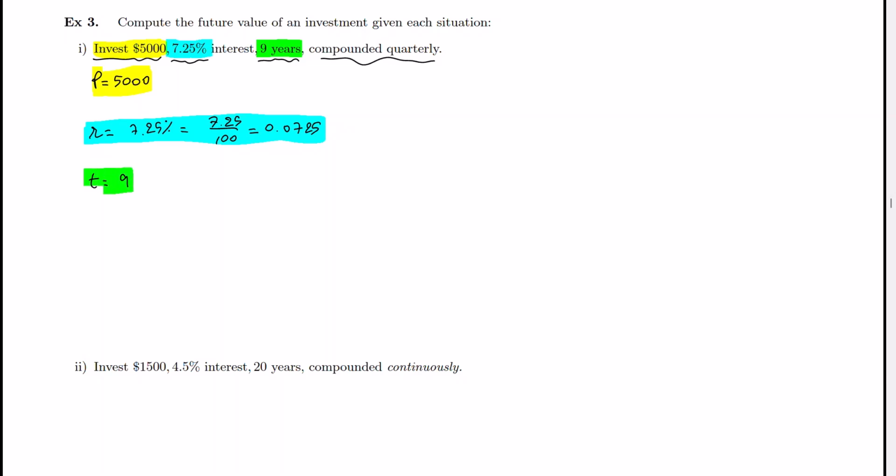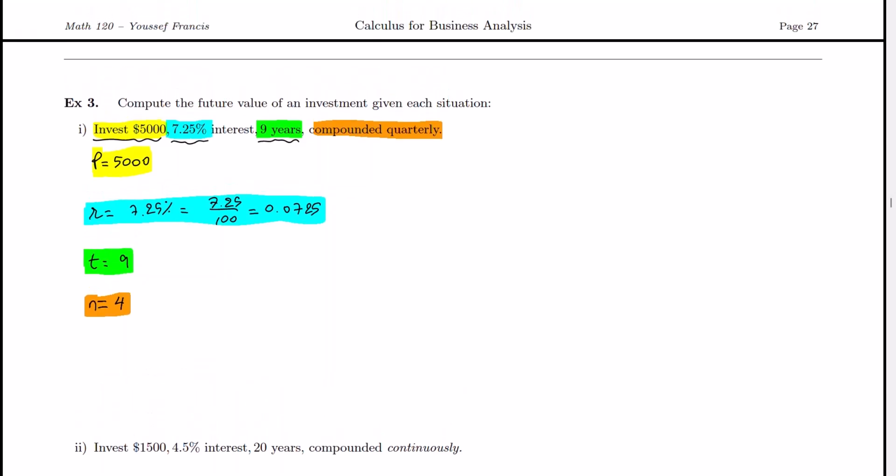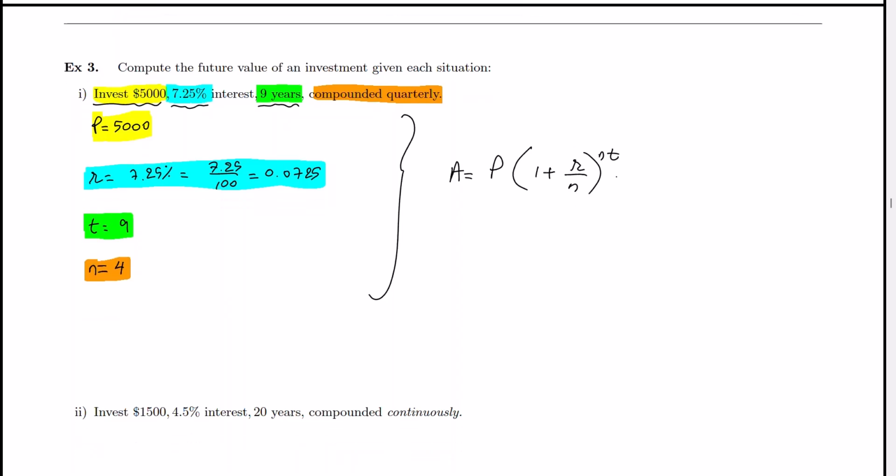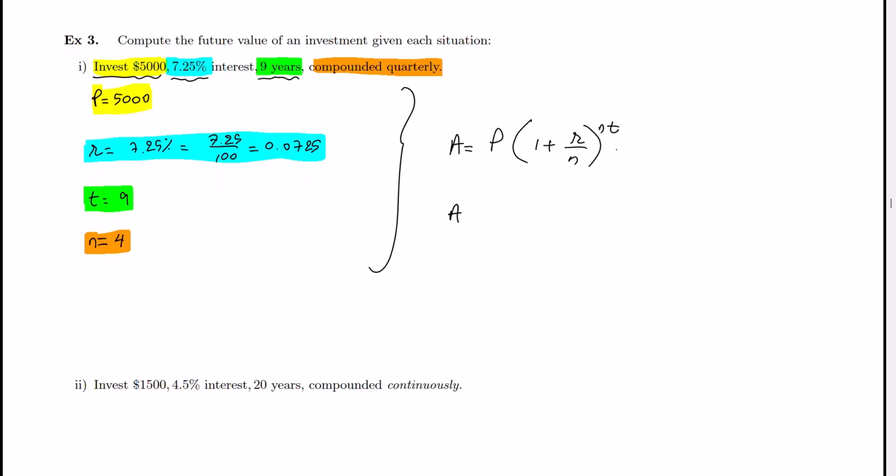And finally, the last thing we need to record is that the amount is being compounded quarterly. So that means n is equal to how much? Well, there are 4 quarters in a year, so that means n is going to be equal to 4. So n is equal to 4, and now we are ready to find the value of A. So given all this, we can say that A is equal to P times 1 plus r over n to the power of n times t. So this formula you need to memorize. Nobody is going to give it to you on an exam or a quiz, so you need to know it.